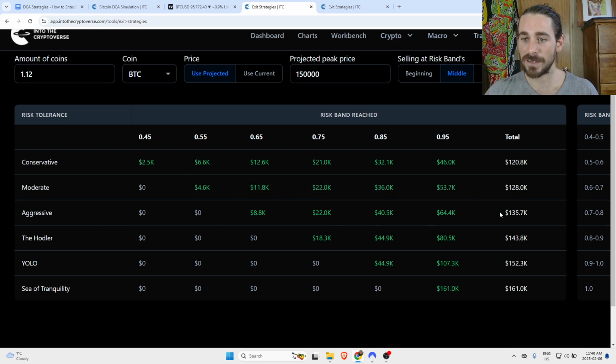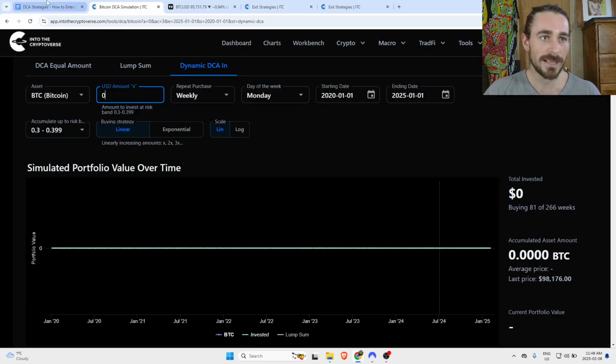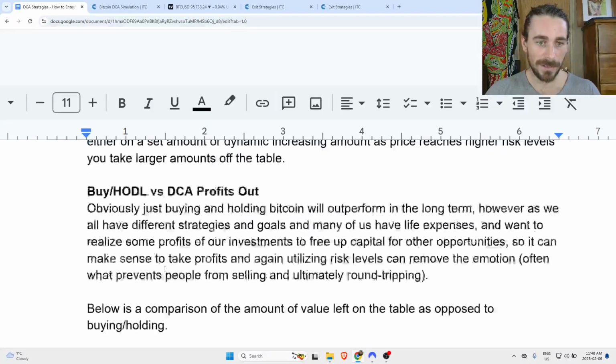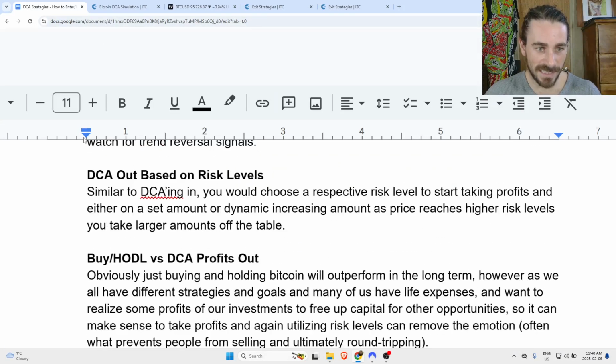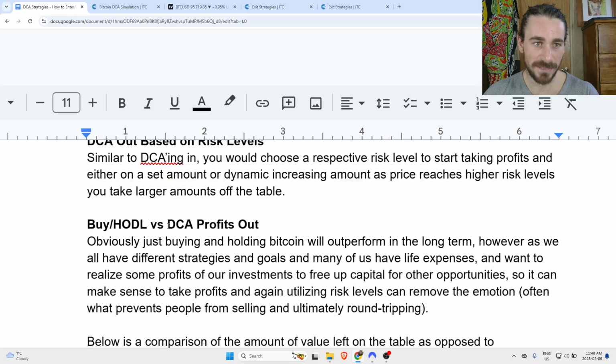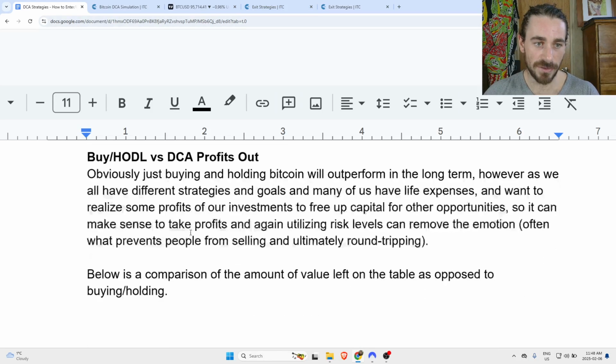By the time you get to 150K, you will have sold $135.7 thousand worth of Bitcoin. So if we flip back over here, we'll take a look, and then obviously I'll show you the comparison between the two, but that's our DCA out tool that we can use.